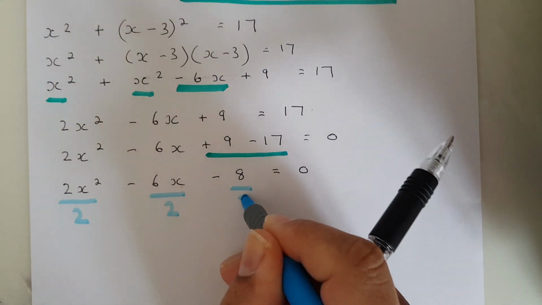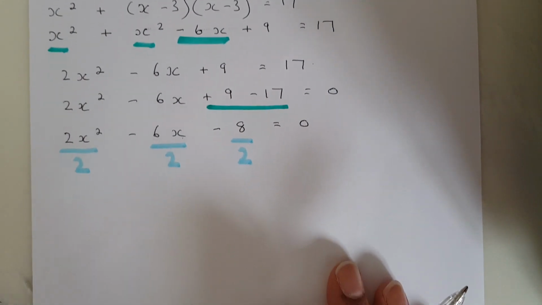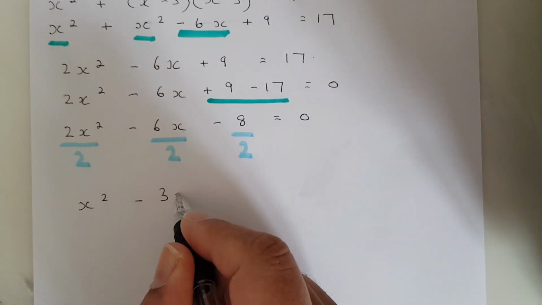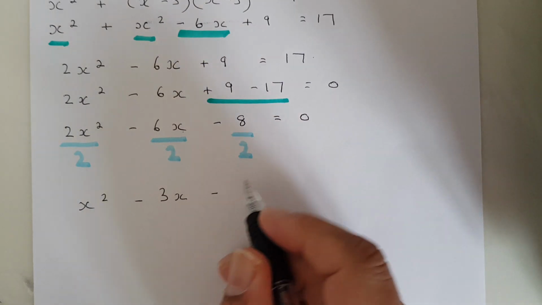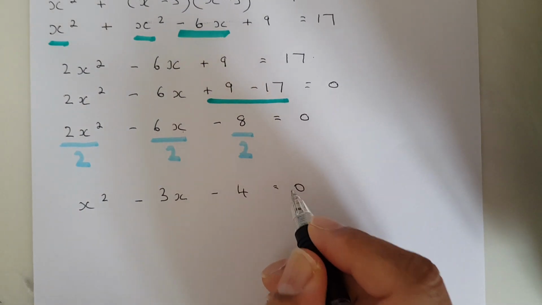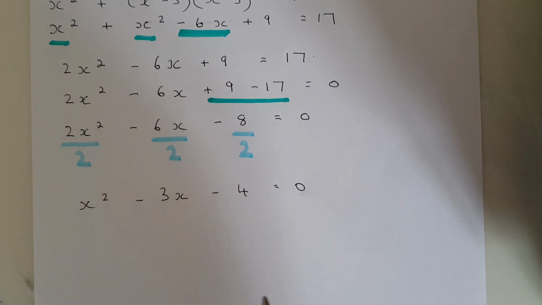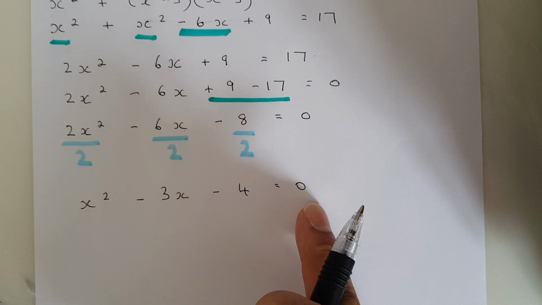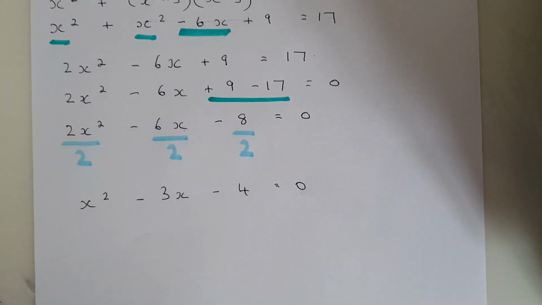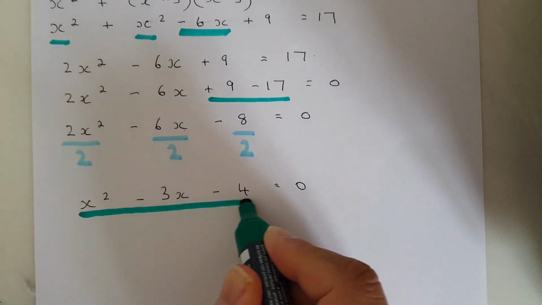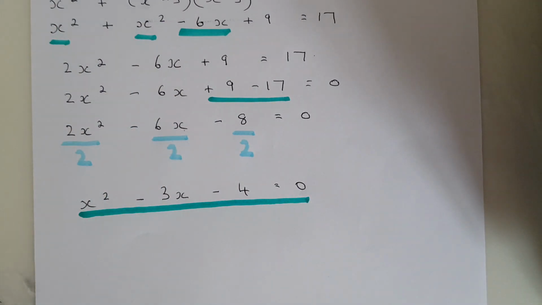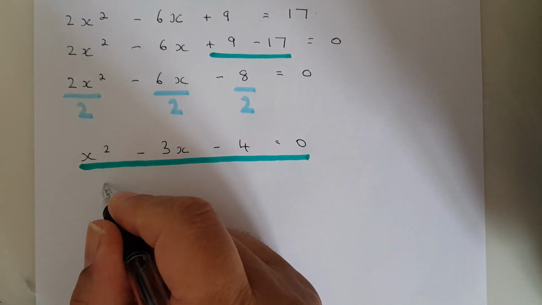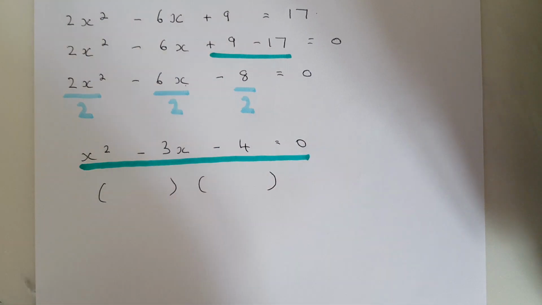Divide that by 2, divide that by 2. Okay, and that would give me, if you divide that, you get x squared. 6 divided by 2 is 3, and 8 divided by 2 is 4. So you're going to have x squared minus 3x minus 4 equals 0. Okay, that is your quadratic. I'm going to underline that. Very nice. That's what we wanted. Now we have to factorize this, put these in brackets.